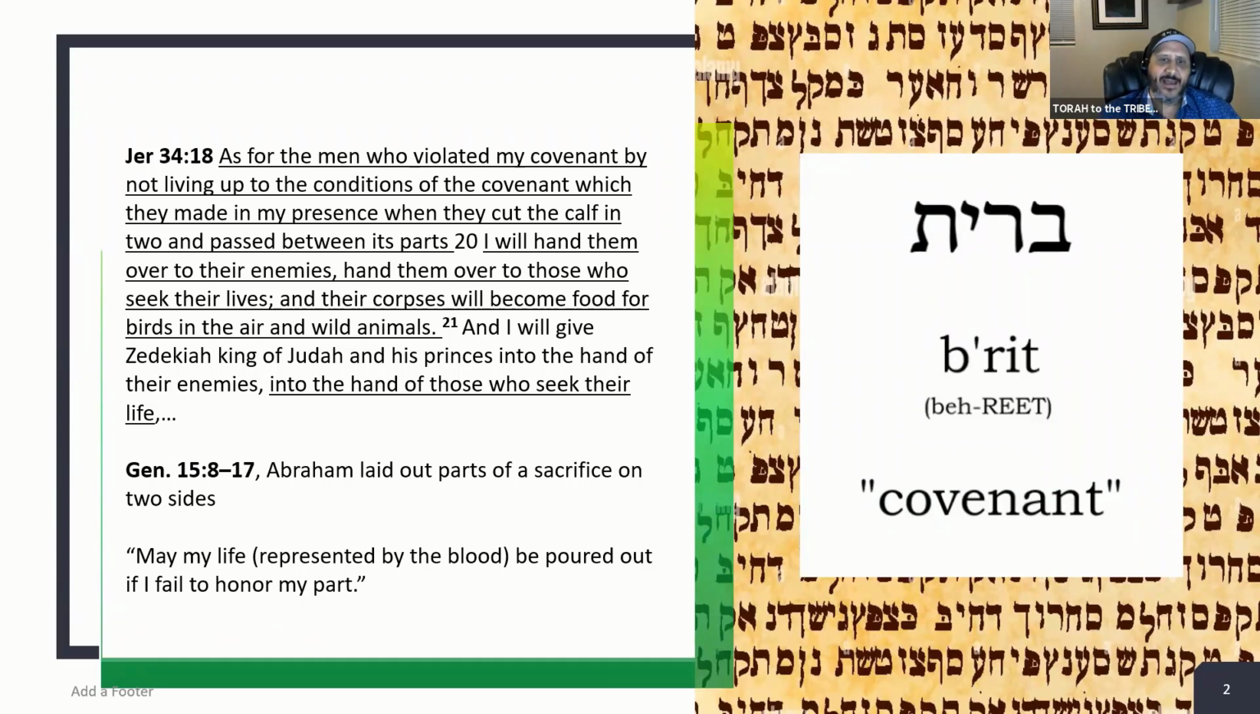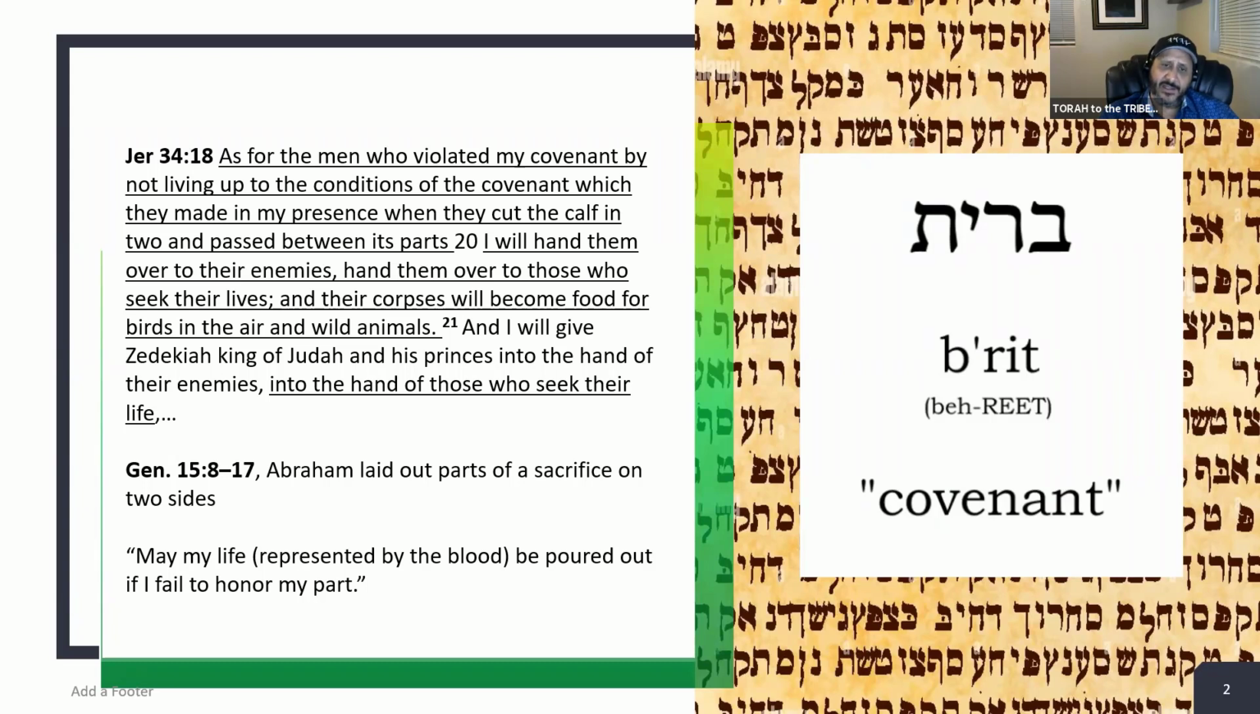Okay, just as it had been done back in Genesis 15:8 through 17, and I will go over that in just a little bit. Abraham, as you remember, made a sacrifice, and the animals were split in two.